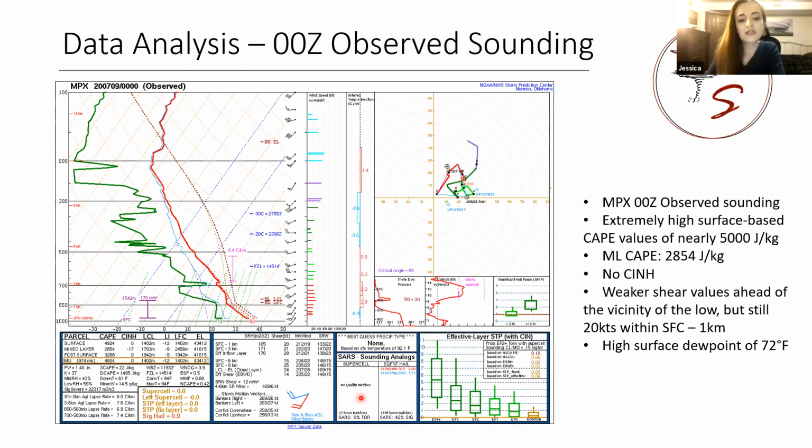So anyway, still strong low level shear, even here, 20 knots for the 0 to 1 kilometer level is still pretty good, and a very high surface dew point, 72 degrees. So lots of moisture in the atmosphere, tons of instability, just an incredible amount of moisture advection into that region. So these are all contributing factors as to why you had this environment that was so primed.